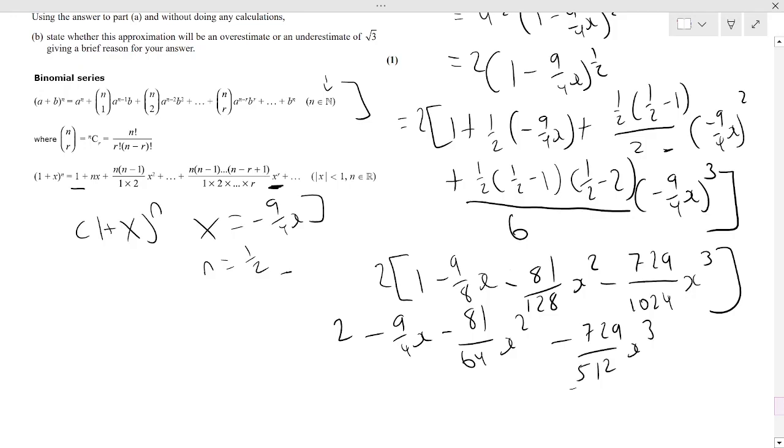So that's saying that the original, the square root of 4 minus 9x, which is 2 times (1 minus 9 over 4 x) to the half, is going to be approximately this. Because remember, this would go on forever, but those were the first 4 terms. There are more terms, so this is just an approximation, okay?